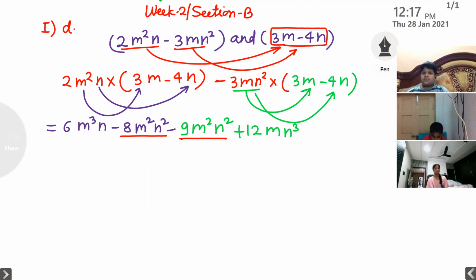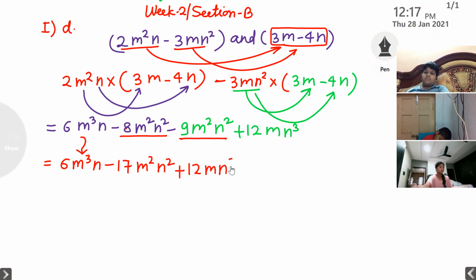6m cube n will be as it is because he is alone. I will write as it is. Next, minus 8m square n square minus 9m square n square. Both sign are same, both are like term. We have to do addition. Firstly, I have to add 8 plus 9, 17. After addition, we have to keep respective sign. 17m square n square plus, he is also alone. I will write as it is, 12mn cube. This is our answer.